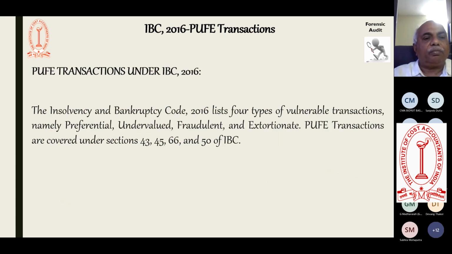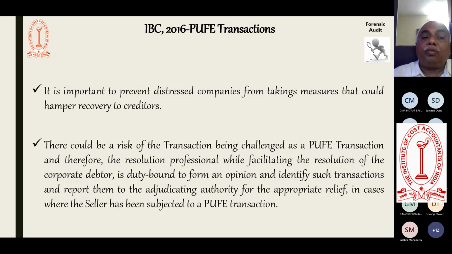PUFE transactions. The Insolvency Code lists four types of vulnerable transactions, namely preferential, undervalued, fraudulent and extortionate. PUFE transactions are covered under Sections 43, 45, 66 and 50. It is important to prevent a distressed company from taking measures that could hamper recovery by the creditors. If there is any fraudulent transaction, reverse it.